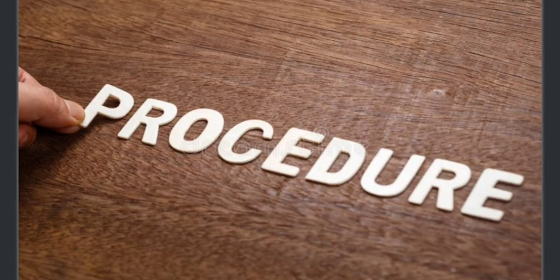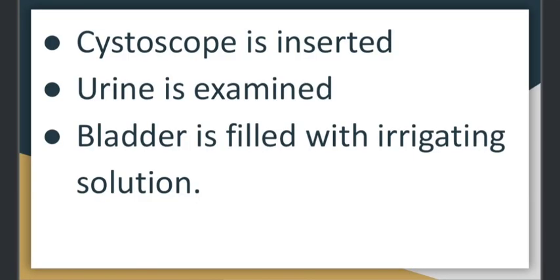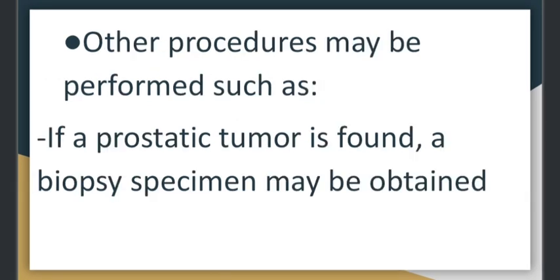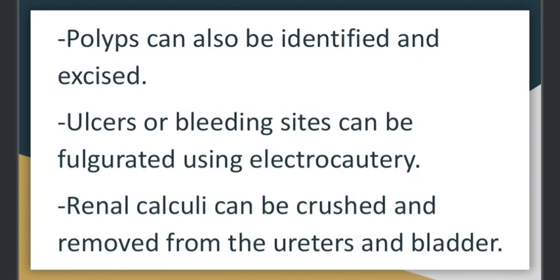The procedure we have already seen through a video. First, the cystoscope is inserted, urine is examined, and the bladder is filled with irrigating solutions. Other procedures may be performed, such as if a prostatic tumor is found, a biopsy specimen may be obtained. Polyps can also be identified and excised. If any polyps are found, they can be removed. Ulcers or bleeding sites can be fulgurated using electrocautery. Fulgurated means it can be destroyed using a needle which is heated through electricity.